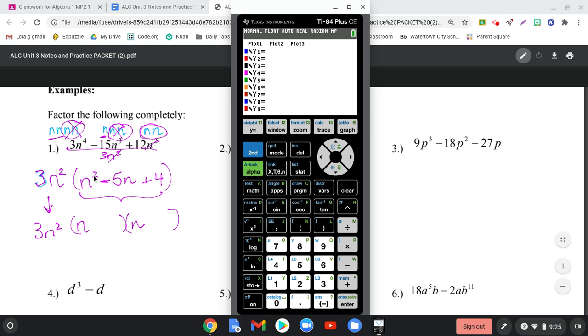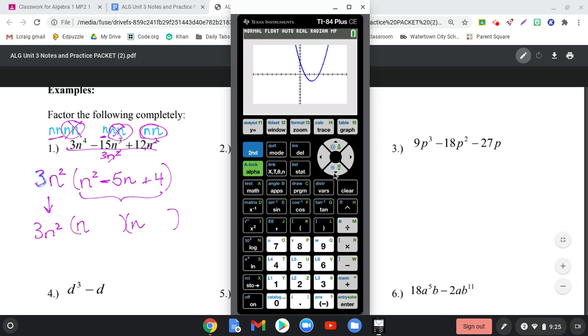So go to y equals. You're just going to type in what's left here. You already took the 3n squared out. You just want to focus on what's in parentheses. So x squared minus 5x. And notice there's an n on there too. It just means use this button anytime you have a variable. Plus 4.